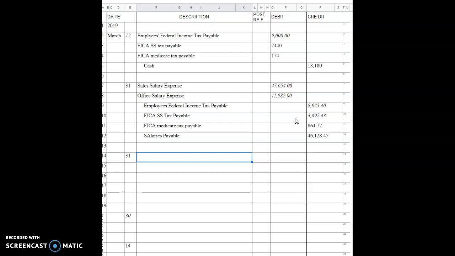We're going to start with our payroll tax expense as our debit, and at this point we do not know what that is going to be. So we'll tab down here and indent. So we have our FICA Social Security tax payable.